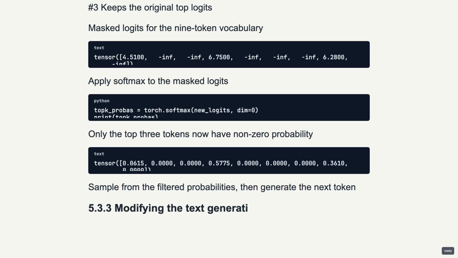The generation function now needs to support both filtering and sampling. Once those pieces are added, the model can switch between greedy decoding and more varied decoding without changing the surrounding code.